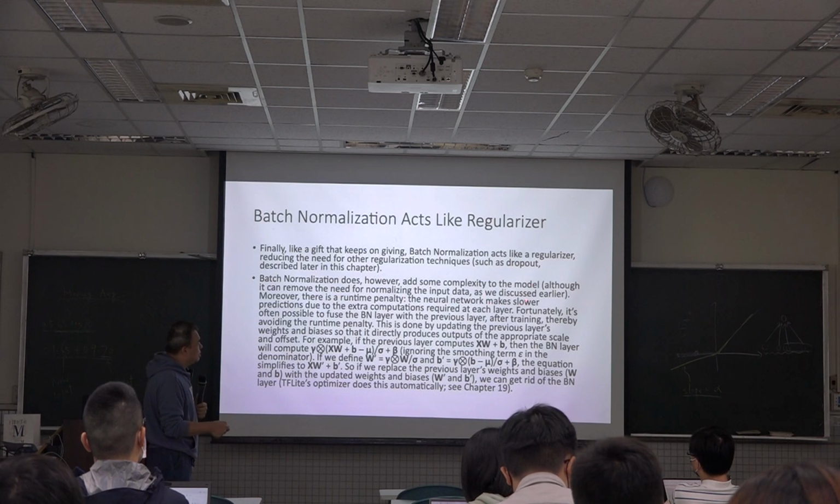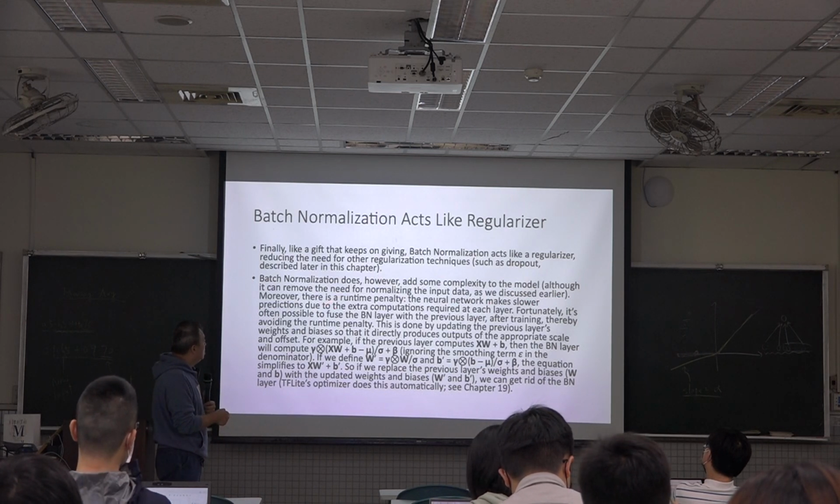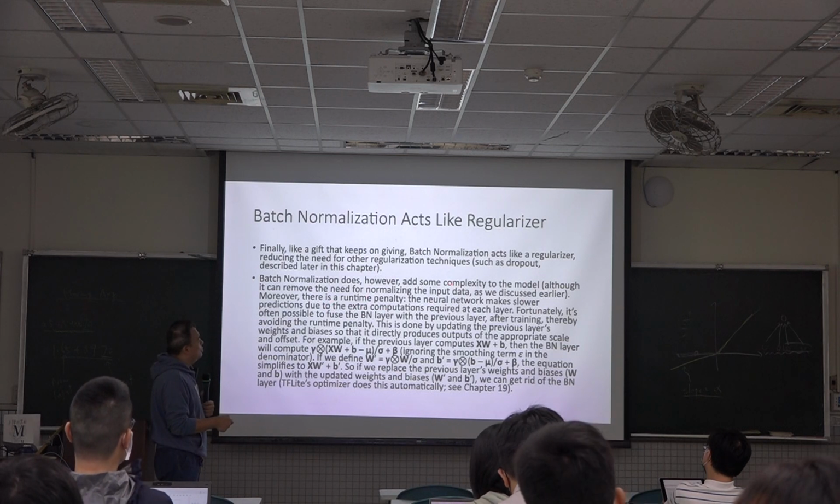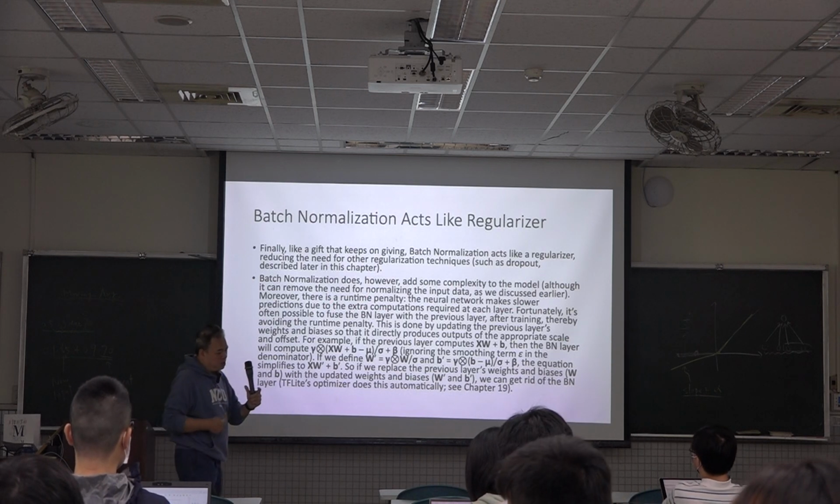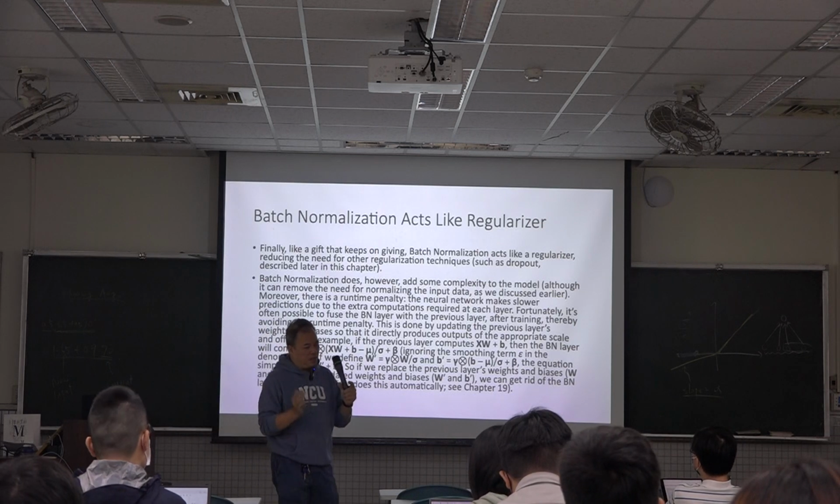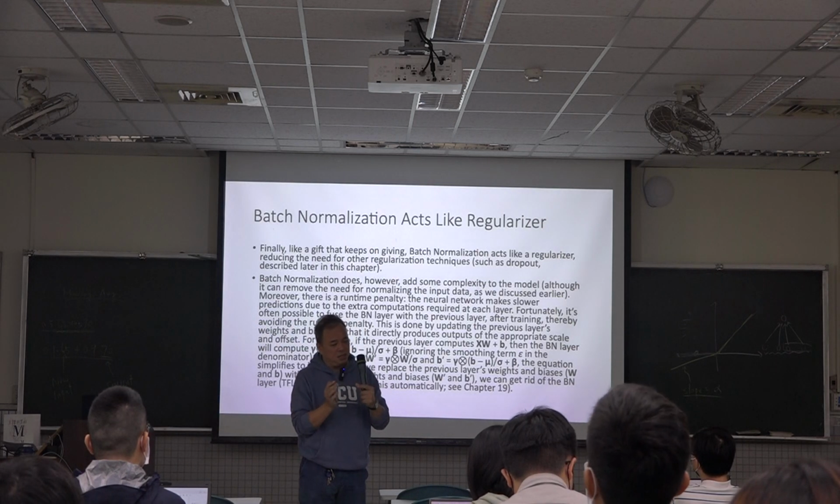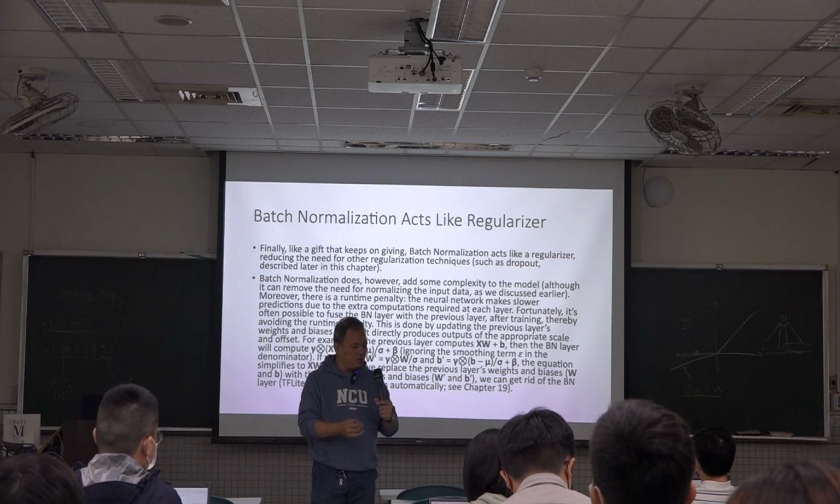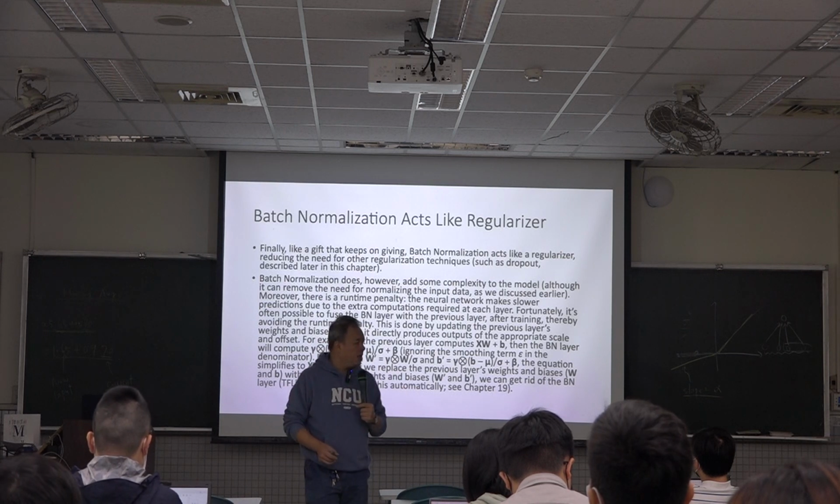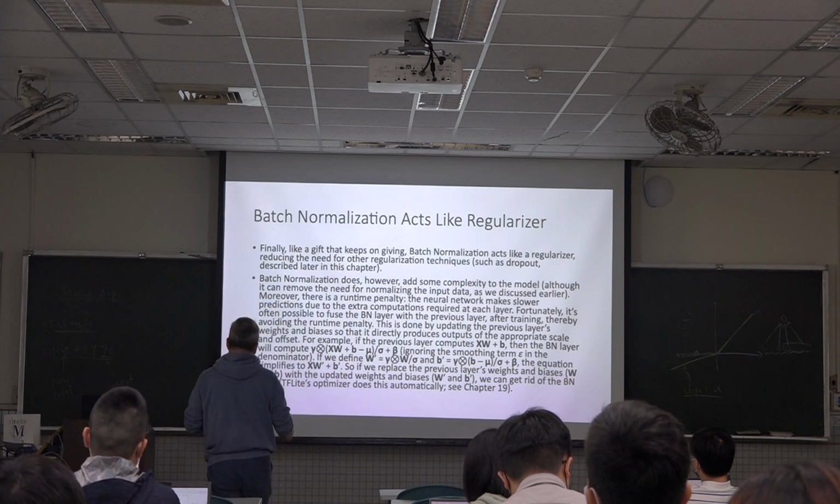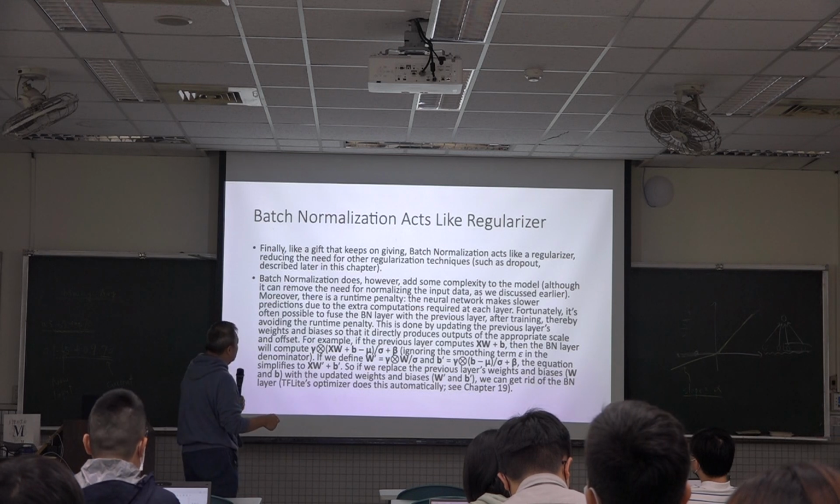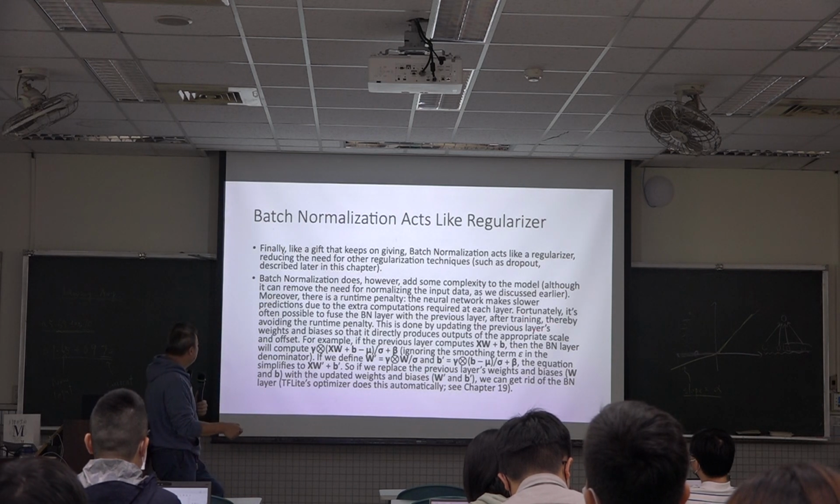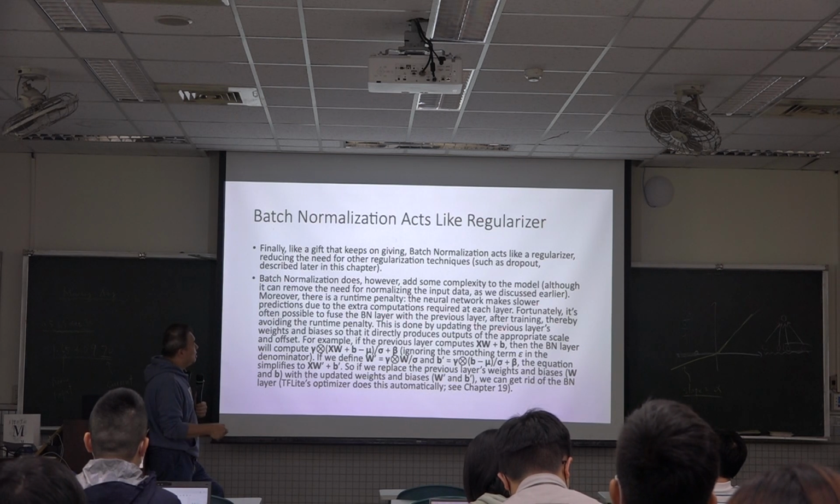The neural network makes slower predictions due to extra computations required at each layer, because at each layer we need to do the shift and additional division. This additional operation takes a little bit of additional time. Okay, so fortunately, it's often possible to fuse the BN layer with the previous layer after training, thereby avoiding the runtime penalty.